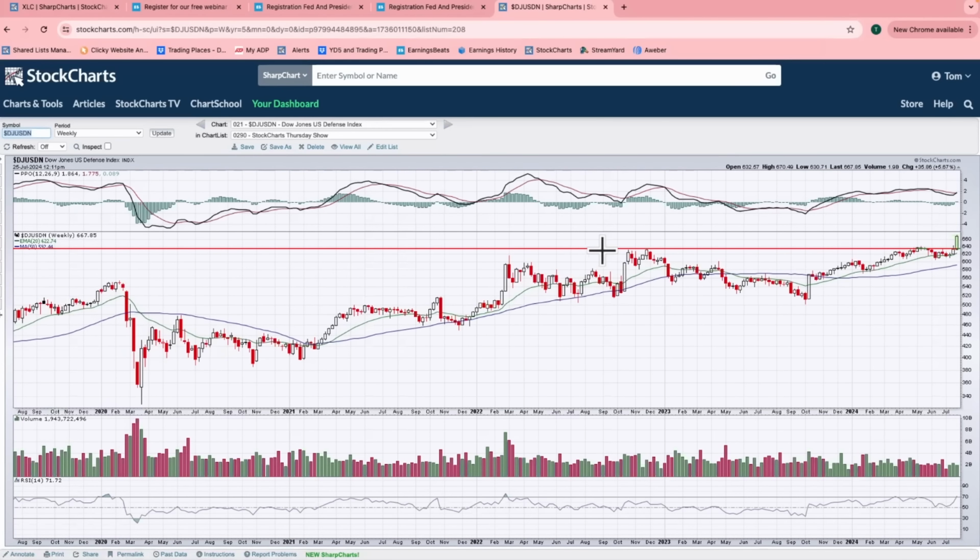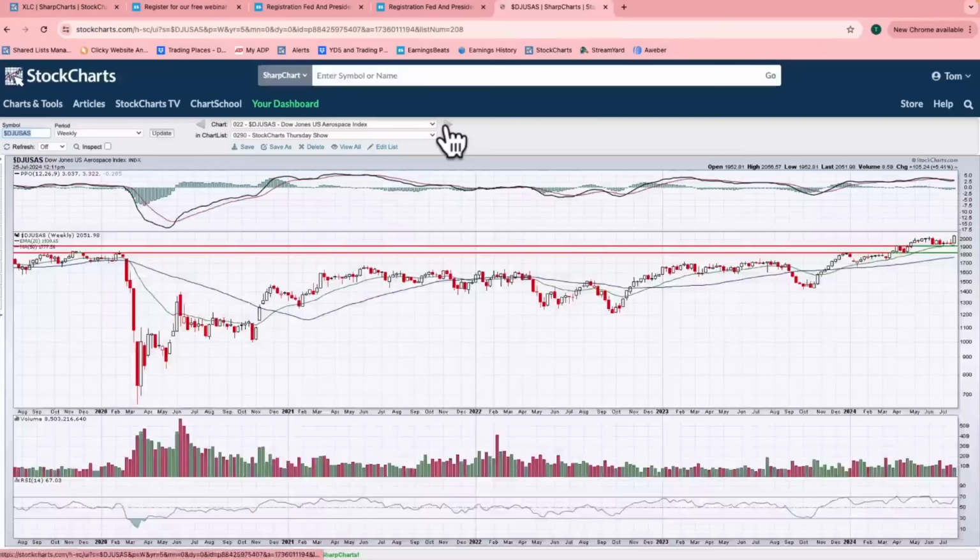Defense, how about this recent top? Steadily moving higher and higher off that 2020 low, and we had a pretty key area of resistance right near 640. This past week, we've just blown right through it. So again, we're seeing money rotating into some other areas. How about aerospace? Aerospace also making a breakout above recent highs after going sideways for many years.